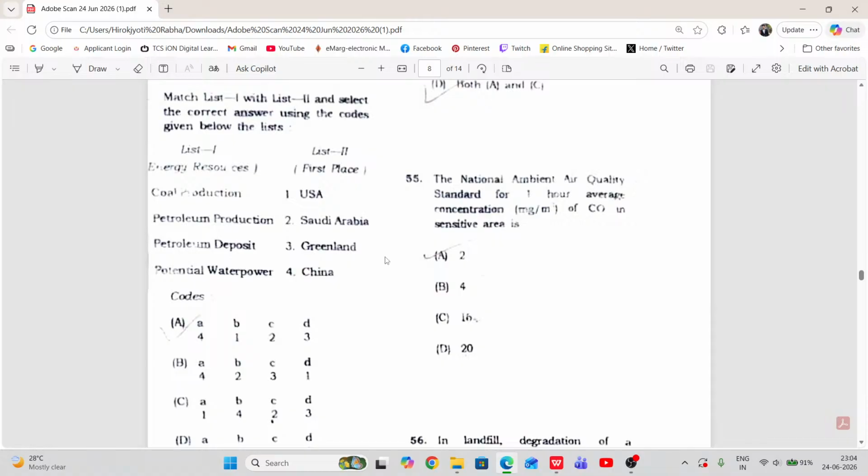The objectives of environmental education are knowledge, attitude, skill, awareness, participation. Match list 1 and 2. Montreal Convention, ozone depletion, Rio Summit, Convention on Biodiversity, Ramsar Convention, wetland convention, Kyoto Protocol, greenhouse gases.